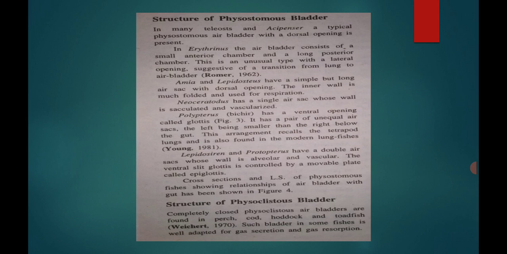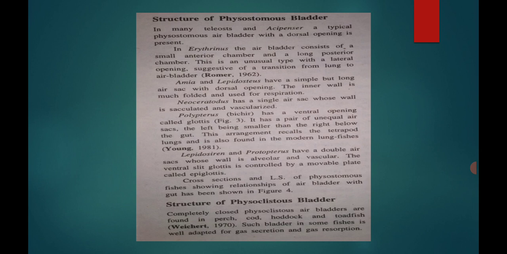The inner wall is much folded and is used for respiration. Neoceratodus has a single air sac whose wall is sacculated and vascularized. The various Polypterus species have a ventral opening called the glottis. It has a pair of unequal air sacs, the left being smaller than the right, below the gut. This arrangement recalls the tetrapod lungs and is also found in the modern lungfishes.